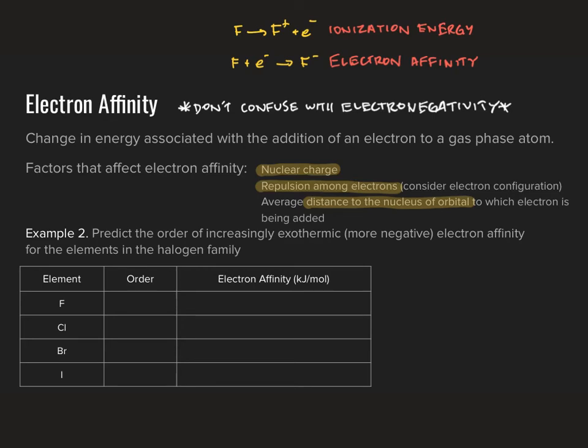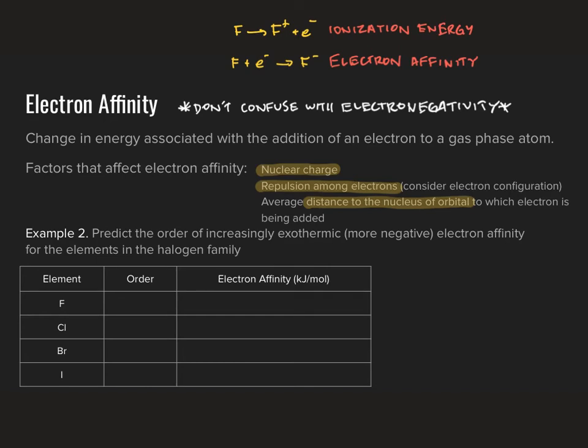In example number 2, it's asking us to predict the order of the increasingly exothermic nature of the electron affinity for the elements in the halogen family. That is, from a thermodynamic standpoint, an increasingly negative change in energy, because remember, an exothermic process is one in which we see a negative change in internal energy of the system. That is, the system is going to a lower potential energy.